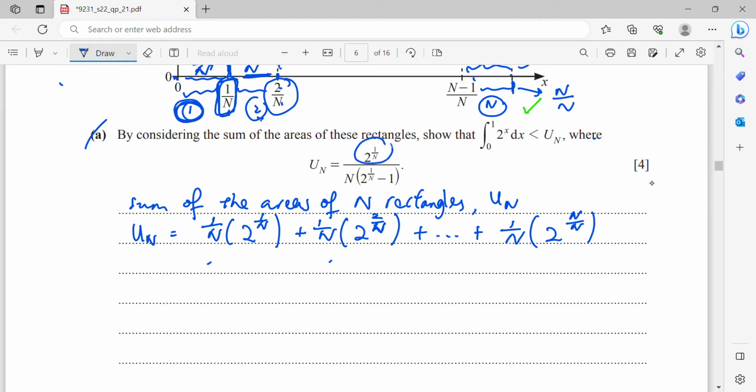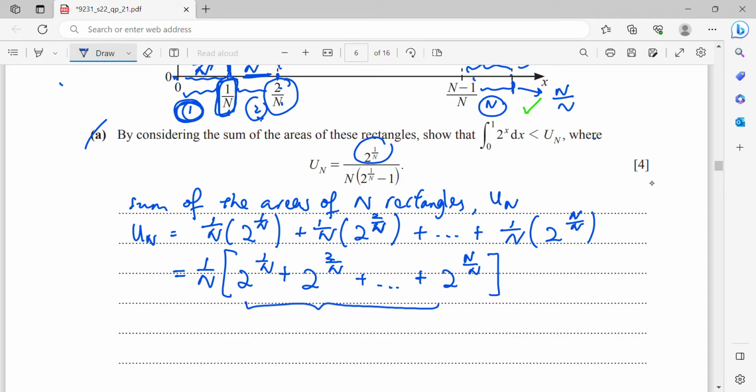From here, the 1 over n is in common, therefore I may factorize 1 over n, and then I will get 2 to the power of 1 over n plus 2 to the power of 2 over n plus until 2 to the power of n over n. So from here you will notice that this is basically a geometric progression, or geometric series, I would say.